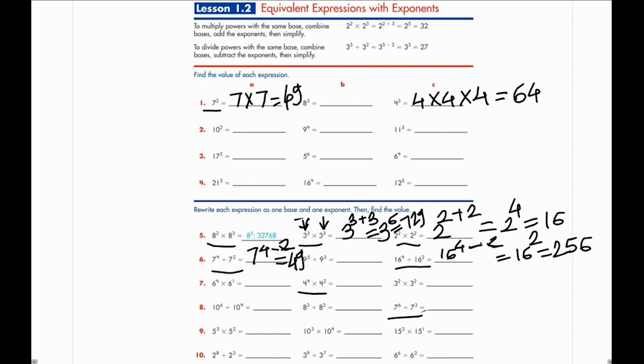The easy way to remember: when you multiply, the number always gets added, or you can say it increases. So 2 raised to 2 becomes 4, 2 raised to 3 is 6. Similarly, when you divide, the number decreases. Increase means addition, decrease means subtraction. So multiplication means addition of the powers, and division means subtraction of powers.